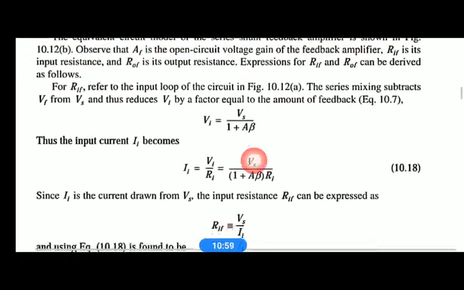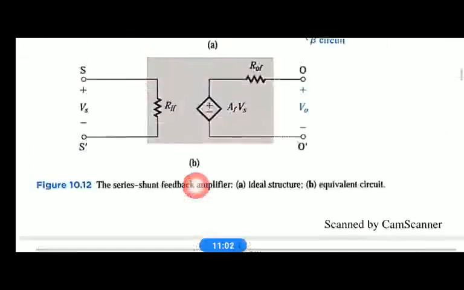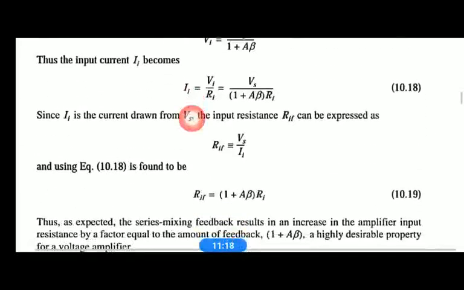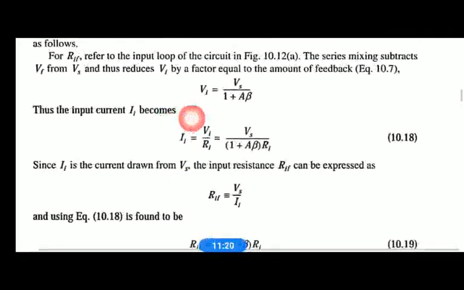Now you can see the Ii in the circuit, which is the current flowing through the resistor Ri. We can write Ii is Vi by Ri, correct? Since Vi is Vs divided by 1 plus A beta, you substitute it here, and then you will get this equation.